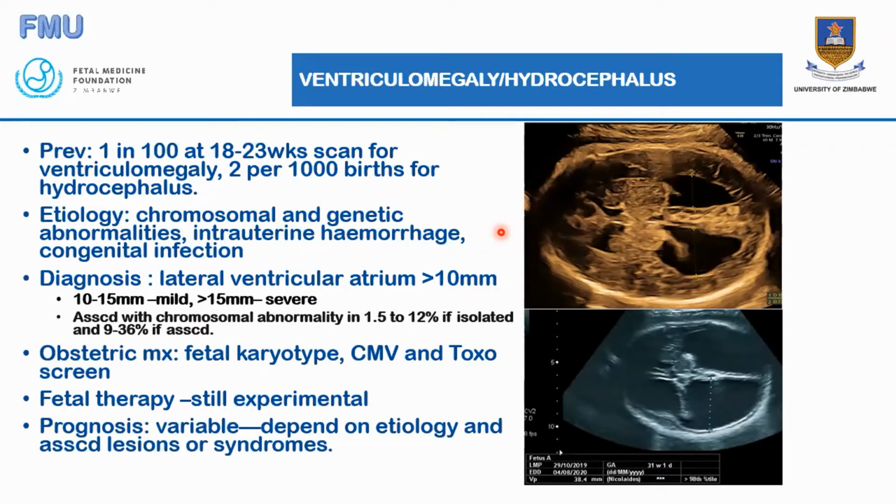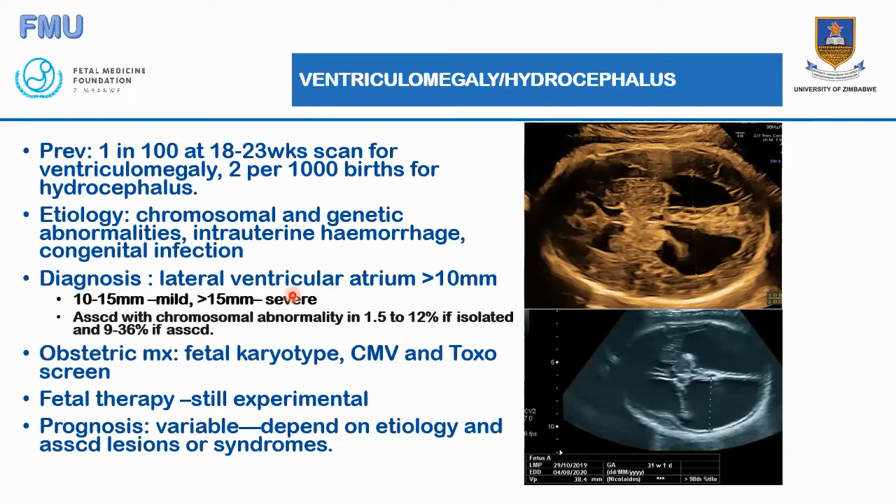Ventriculomegaly used to be classified as mild, moderate, and severe, but that division has since been dropped. It's either mild or severe. Mild is between 10 to 15 mm, and greater than 15 is severe ventriculomegaly. It is very important because this speaks to the counseling message in terms of perinatal outcome.